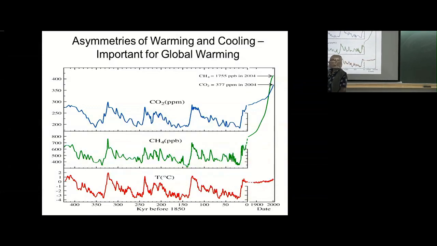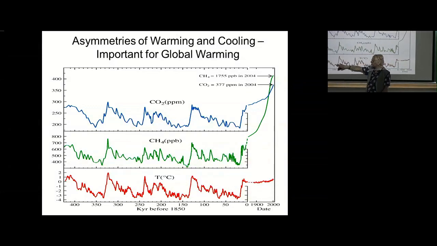I won't blame you if you cannot. Essentially, that means the process by which temperature was changing and then CO2 and methane were responding was different in the past than in the present. Before, we will see that something in the way energy distribution and energy amount received by the Earth changed, basically because the Earth's orbit changed, and the temperature responded first.